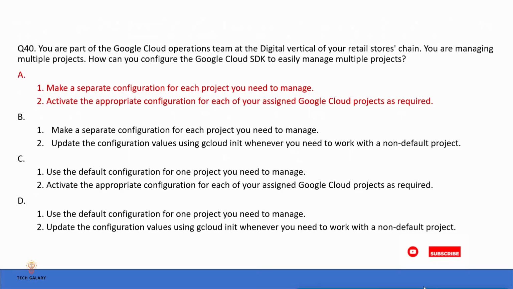Now let's take a look at option D. Use the default configuration for one project you need to manage. Update the configuration values using gcloud init whenever you need to work with a non-default project. So this method is similar to option B. This also requires manual updating of configurations each time a different project needs to be worked on. So it's always a best practice to have a separate configuration for each project. For this scenario, option A is correct.